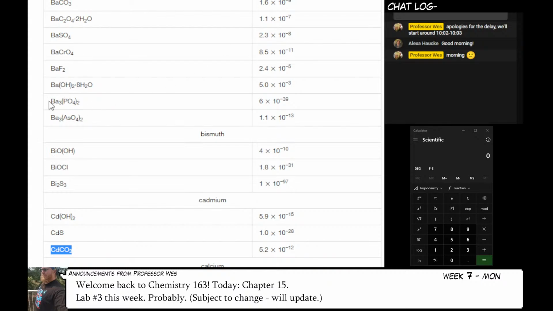Whereas if I did barium phosphate versus barium carbonate, it would be a little less reliable. I'd have to actually set up the molar solubility calculation and do an ICE table to see if at least those S's are in the same ballpark or not.